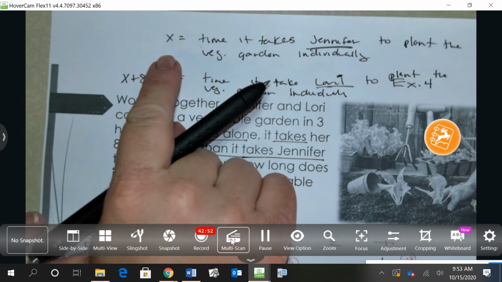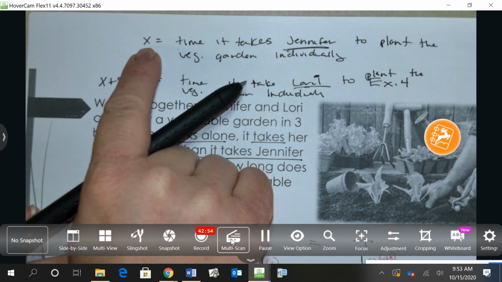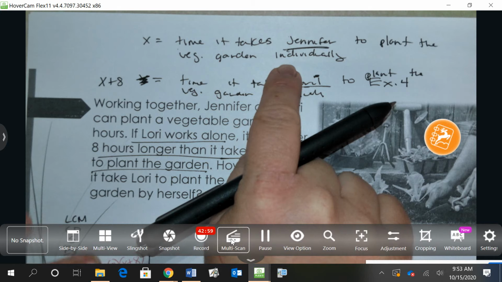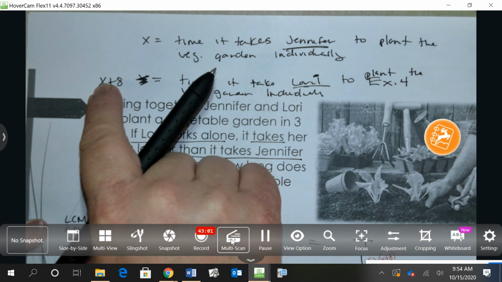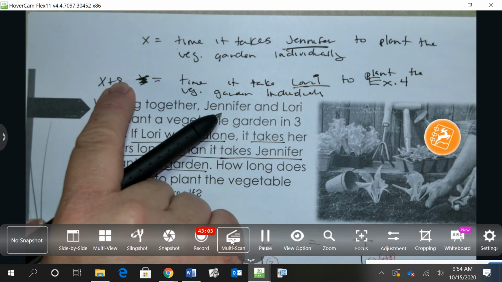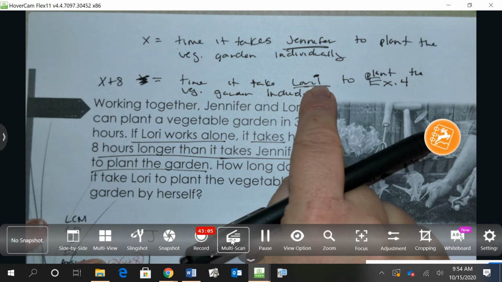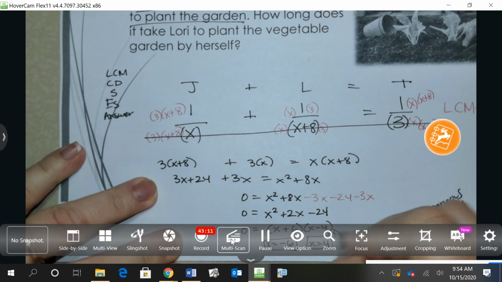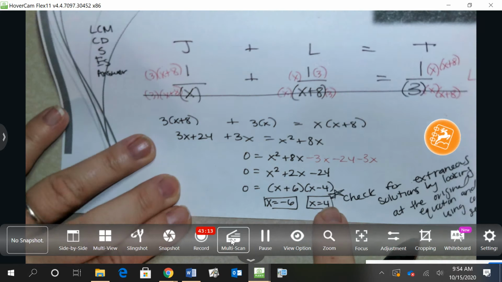So I'm going to start with 4 again. Is it possible that it takes Jennifer 4 hours to plant the vegetable garden by herself? Yeah. Okay, take this 4 and substitute. Is it possible 4 plus 8 is 12? Is it possible it takes Lori 12 hours to plant the vegetable garden individually? Yes, it is. So I like that answer. So x equals 4 works for me.